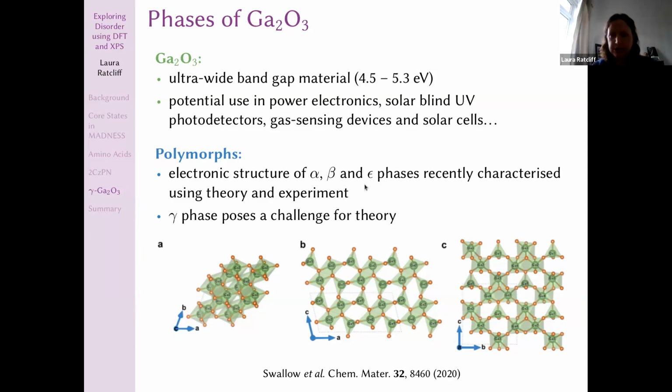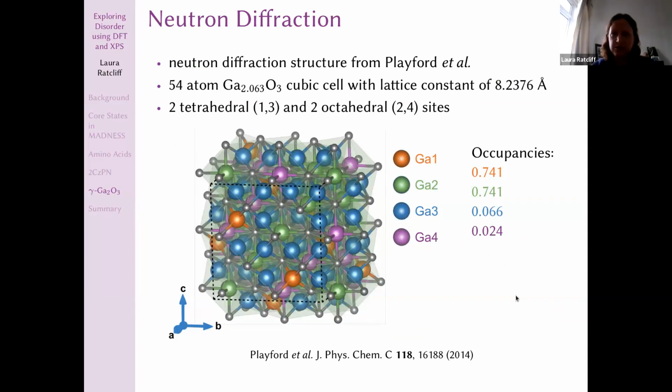A collaborator had looked at the electronic structure of these using both theory and experiment. They had some samples for the gamma phase, but found that this was a bit of a challenge for theory. So why is this a challenge? If we look at the neutron diffraction structure, which was looked at by Playford and collaborators, the unit cell is a 54 atom, not quite stoichiometric cubic cell. The reason this is complicated is because we have 4 different gallium sites, 1, 2, 3, and 4. The 1 and 2 sites have quite high occupancies, and the 3 and 4 sites have very low occupancies. So we have some challenge already with these occupancies.